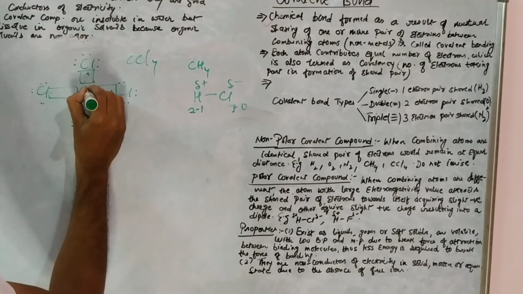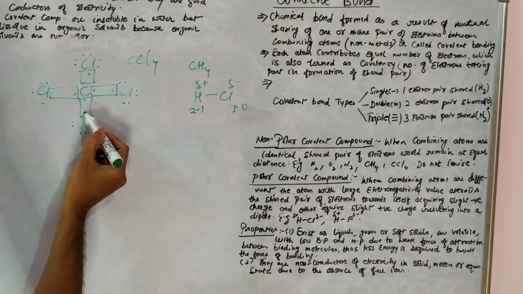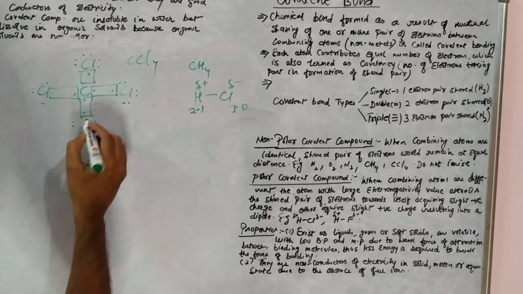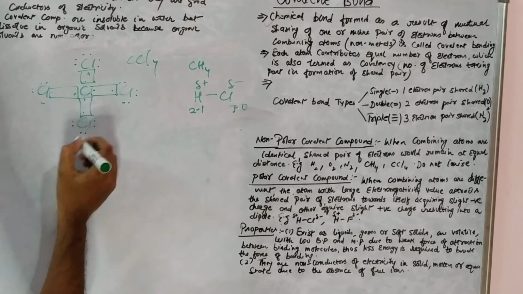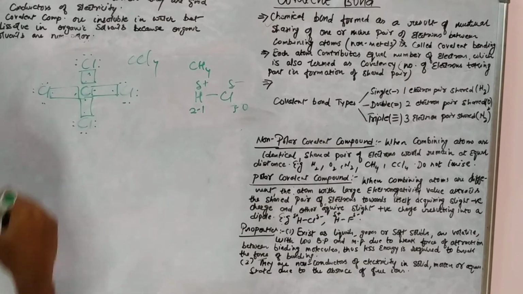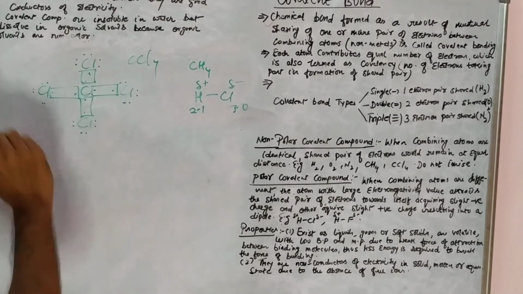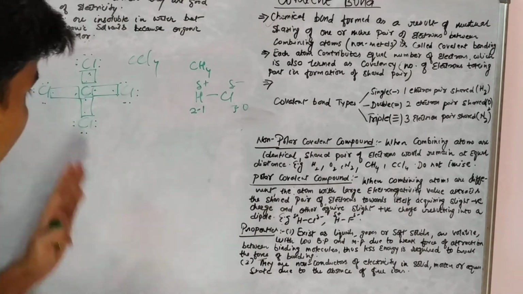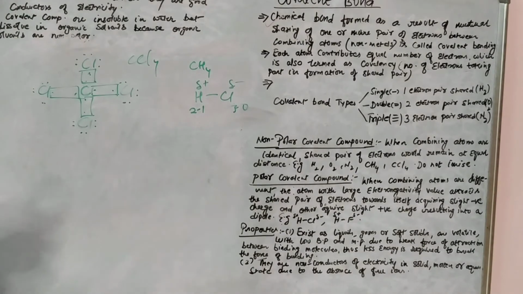Now let's see how many electrons carbon has. Since these 4 shared pairs belong to carbon as well, carbon has acquired 8 electrons, and all the chlorine atoms have also acquired 8 electrons. So all the atoms in the carbon tetrachloride molecule have acquired 8 electrons, and hence all the atoms are stable. And we have 4 shared pairs of electrons.